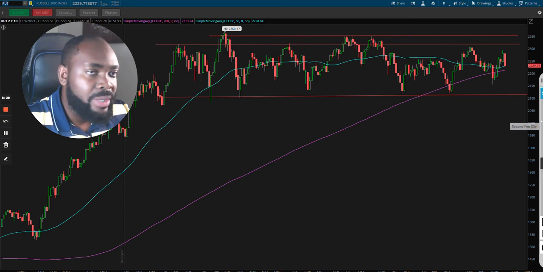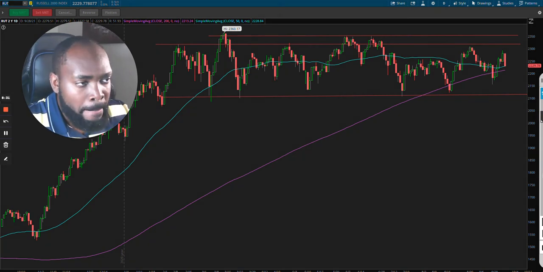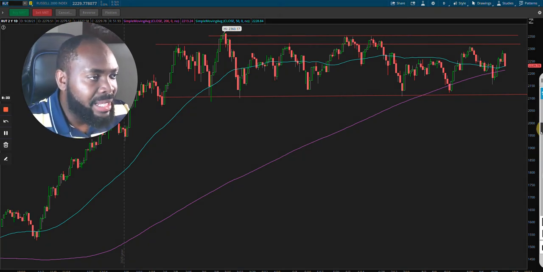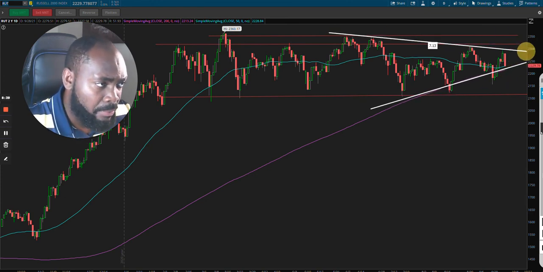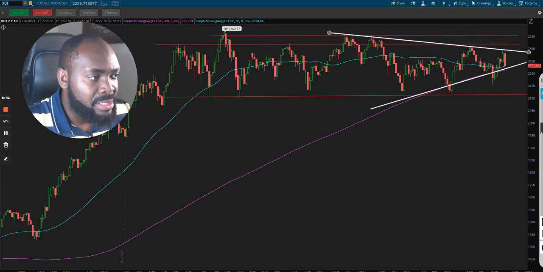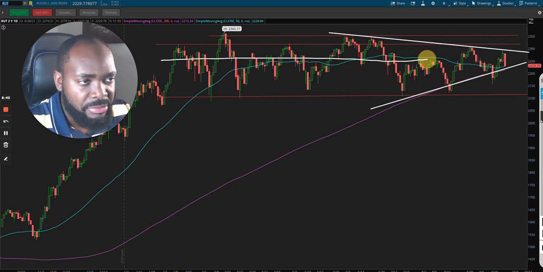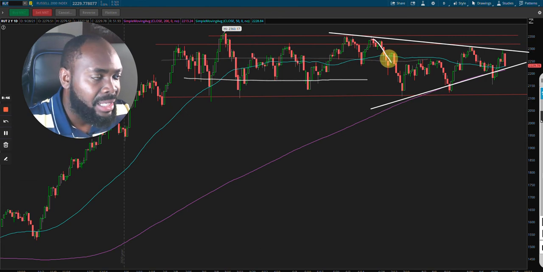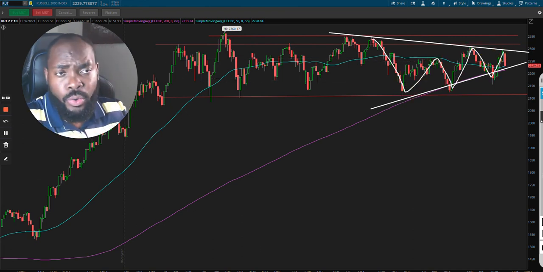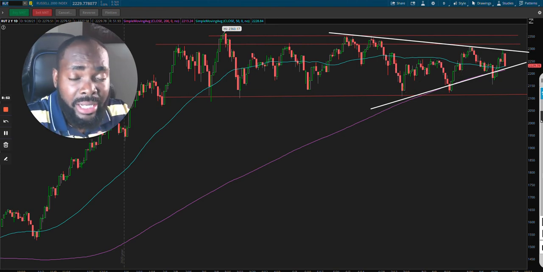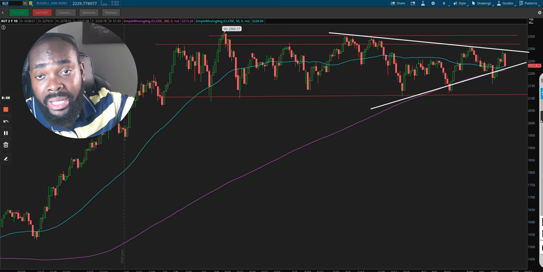Same thing with the Russell 2000. What I'm looking at here, guys, is that the 200 SMA is acting as a support. So price is pretty much in the short term moving from a sideways pattern into a symmetrical triangular pattern, right? What is critical about a symmetrical triangle pattern, guys, is that the market can break down and the market can break out to the upside.